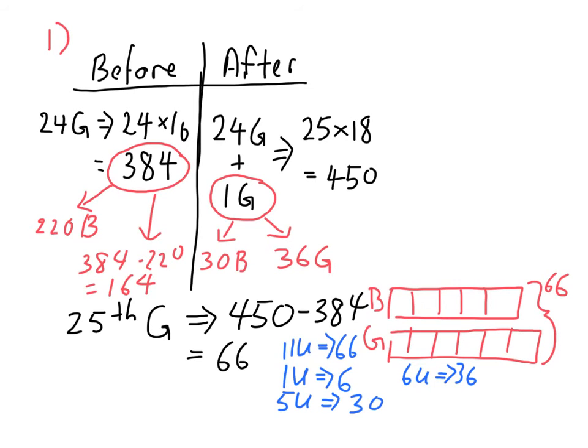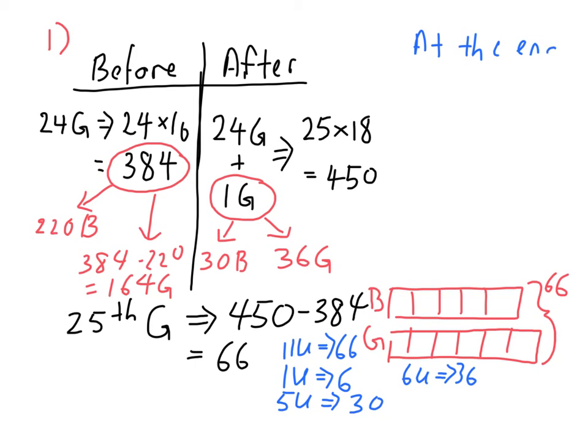Good. Okay, so now you all get the whole picture. At first, there are 24 groups. So 220 are boys, 164 are girls. Then after that, we join in one more group. There are 30 boys and 36 girls. Aaron, understand? So now they want to ask you at the end, how many more boys than girls are there? So we need to find at the end.